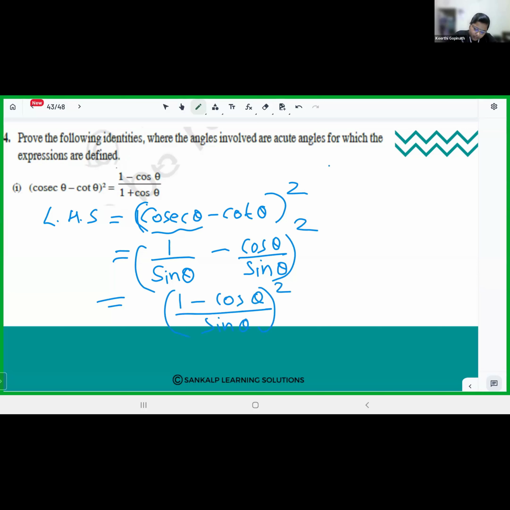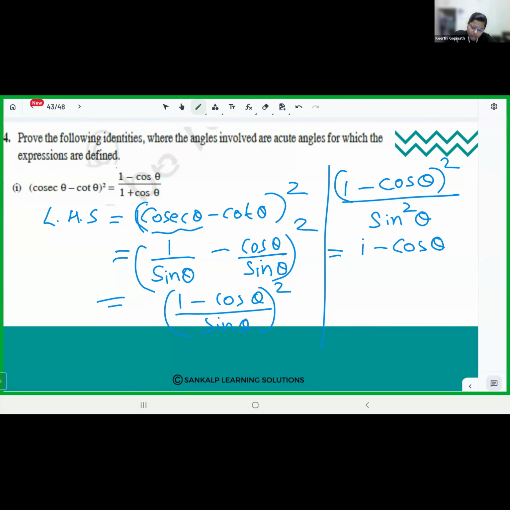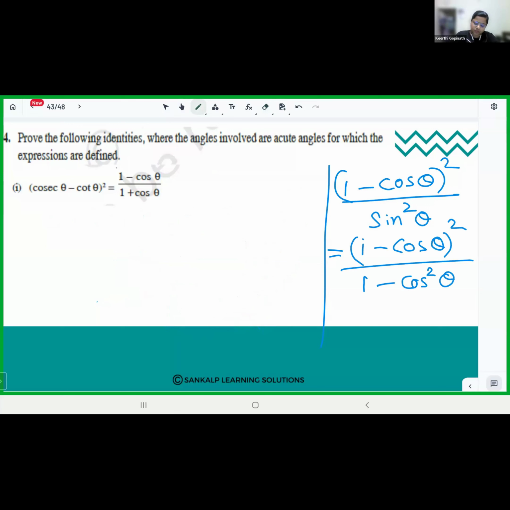So this can be written as 1 minus cos theta, the whole square, divided by sin square theta. I'm giving that square to both numerator and denominator. And using the trigonometric identity, sin square theta can be written as 1 minus cos square theta, right? So 1 minus cos theta the whole square by 1 minus cos square theta. I hope this is clear to you up to here.